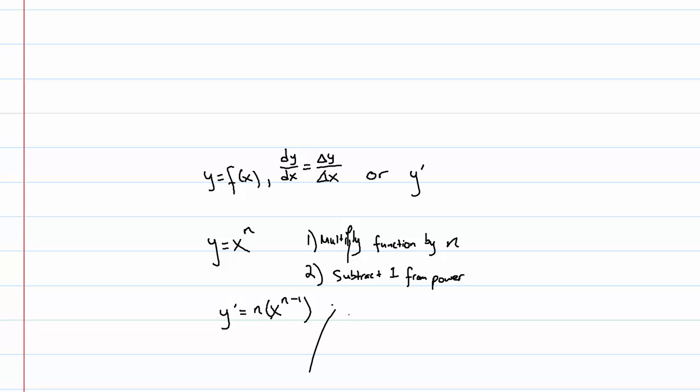For example, if y equals 3x to the 7th, what is dy over dx? Well, we do our first step, multiplying the entire function by the power, and then we need to subtract 1 from that power, where y prime ends up being 21x to the 6th power.